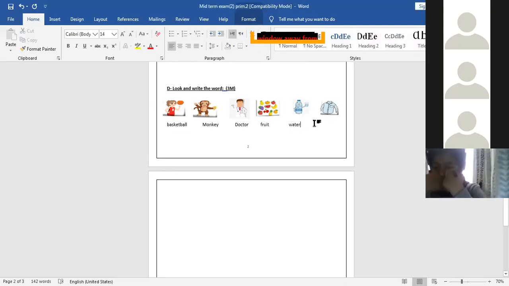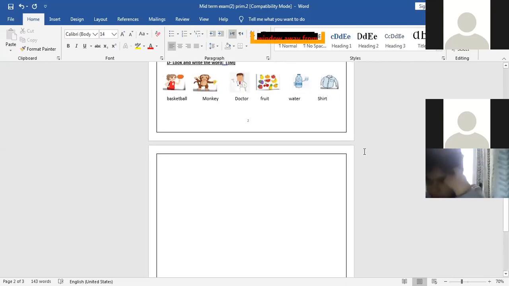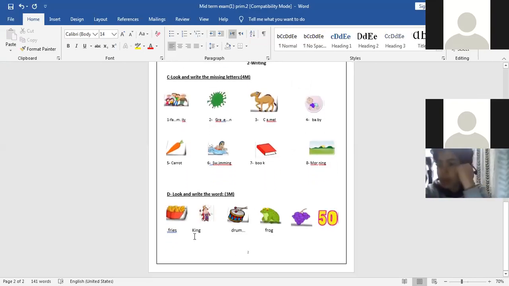Shehab? I'm fine. Okay, Shehab, look at this. What can you see here? T-shirt. Is it a shirt or a T-shirt? T-shirt. It's a shirt. Shirt. Okay. Let's continue solving this because we didn't finish it.